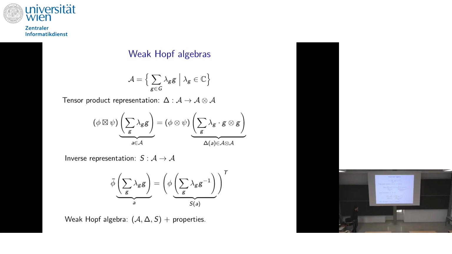Okay, so actually a Hopf algebra is such a structure. It's an algebra together with a coproduct and an antipode, and the coproduct and the antipode satisfy some properties that I won't tell you exactly. If you're interested, you have the references. The important part is that the presence of this coproduct allows you to define tensor products of representations, whereas the presence of this antipode will allow you to define inverse representations.